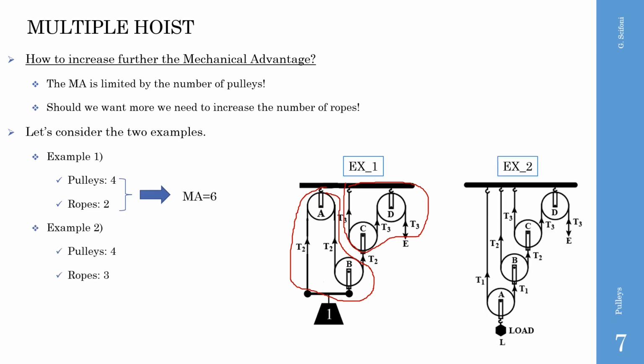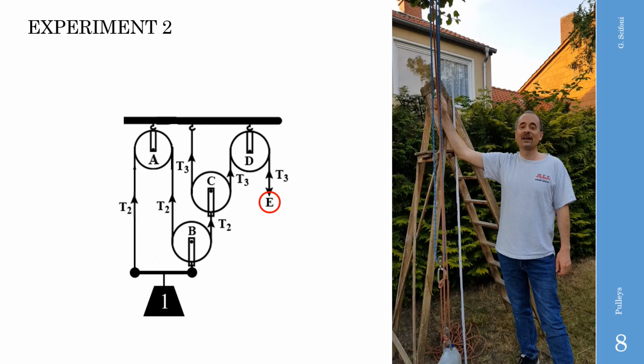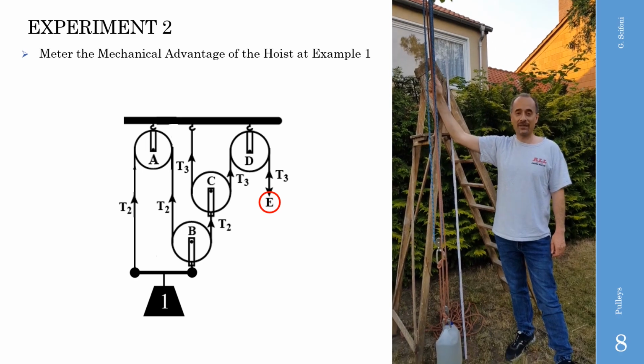In example 2, we still have 4 pulleys, but 3 ropes. One for pulley A, one for pulley B, and one for pulleys C and D. The mechanical advantage in this case is 8. In experiment 2, we want to meter the mechanical advantage of the hoist of example number 1. Now we make this trial.